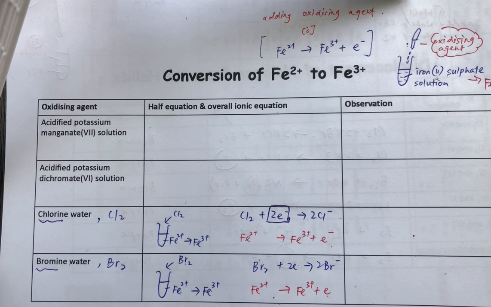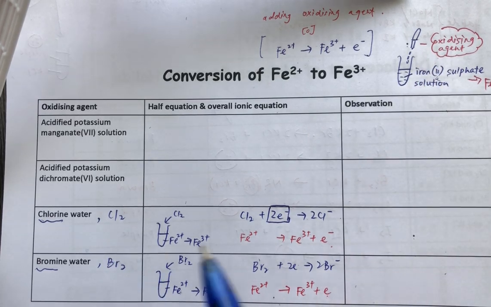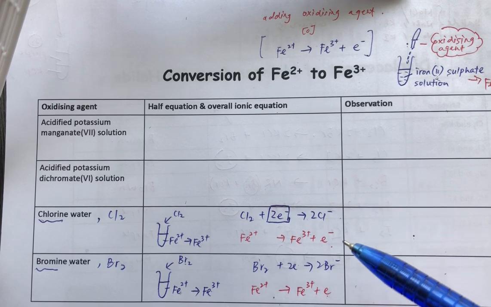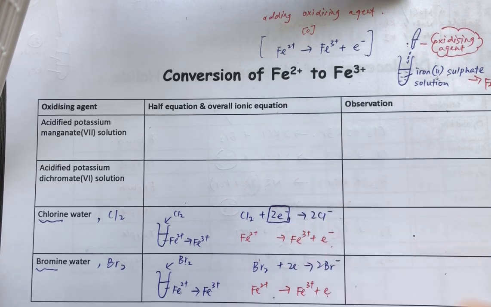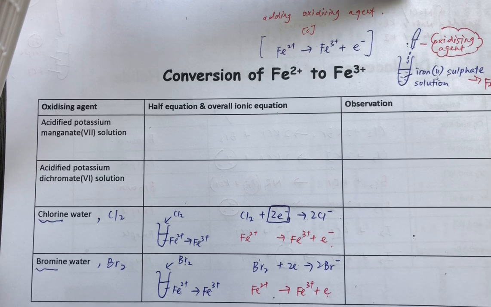So if the question asks for any oxidizing agent, chlorine or bromine, because they can oxidize your iron 2 to iron 3. By now, I think that you are quite well-versed with this conversion of Fe2+ to Fe3+ already. And you know what is needed to be added to the iron 2 so that it becomes Fe3+. Now, for this reaction, sometimes a question will ask about observation.